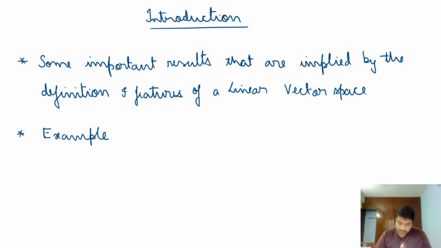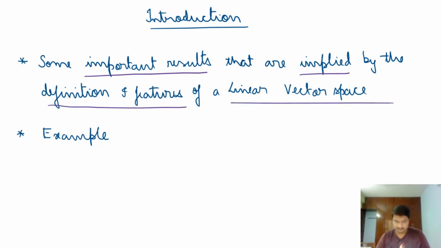In this video we are going to see and prove some important results that are implied by the definition and features of linear vector space. And once we have done that, we are going to consider one example and check if that particular case is indeed a linear vector space or not. So let us begin.